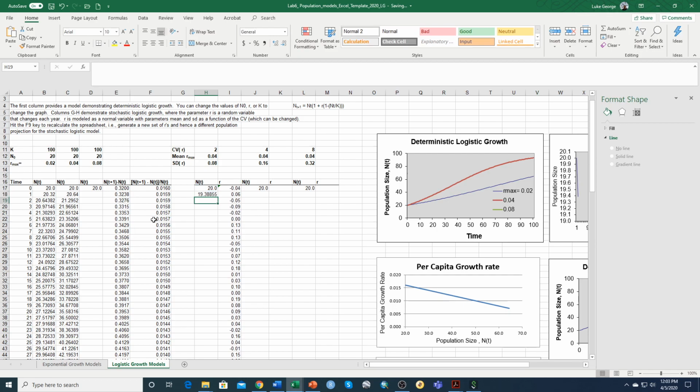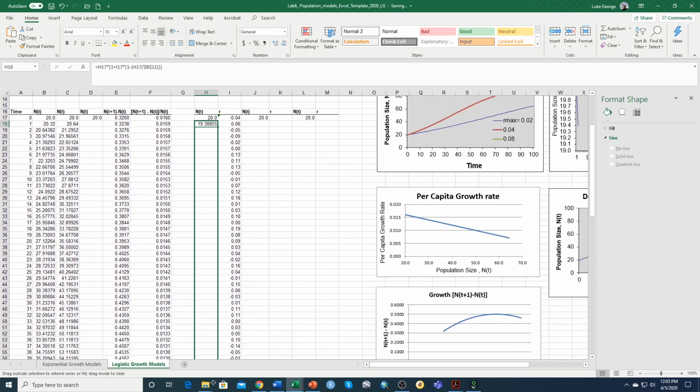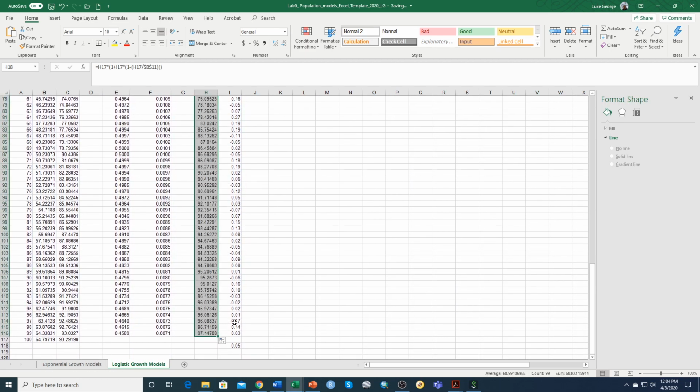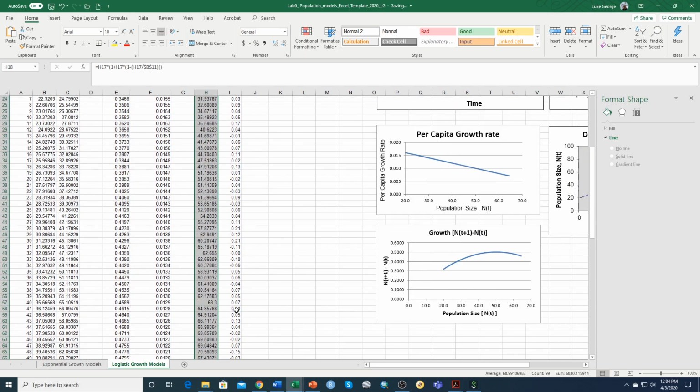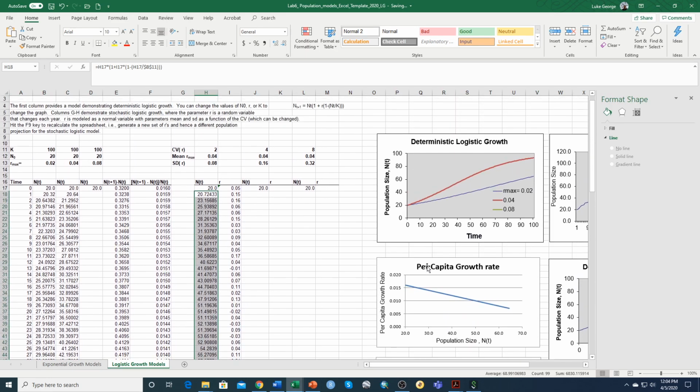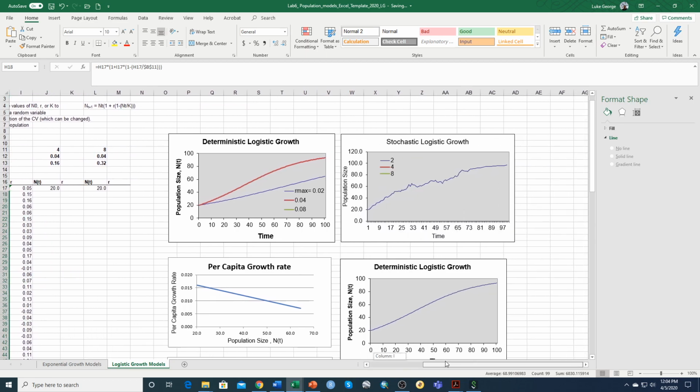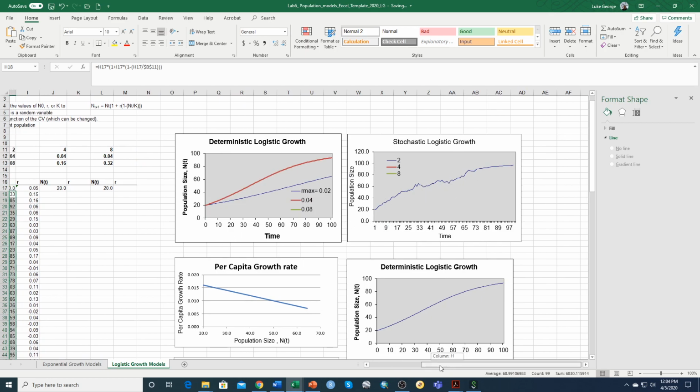Bingo. I hit enter. And notice it drops a little. That's because my first value of r is negative, little r. So now all I have to do is copy that down. And bingo. That will give me my stochastic realization. And here's the first one here. And you can see it's bouncing up and down a little bit.